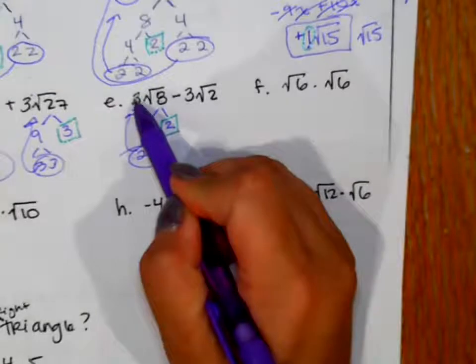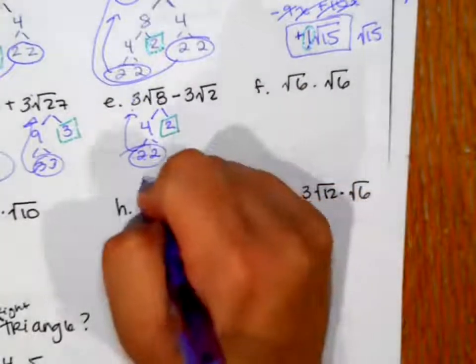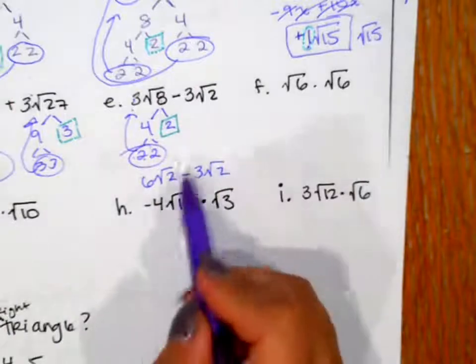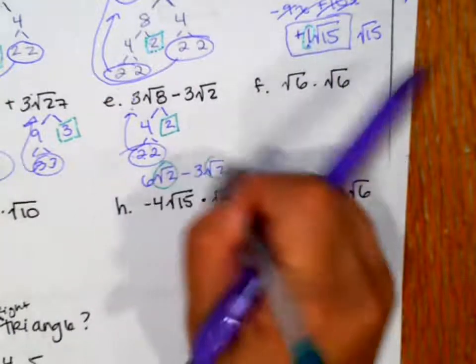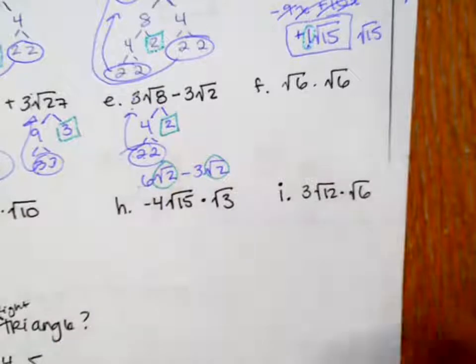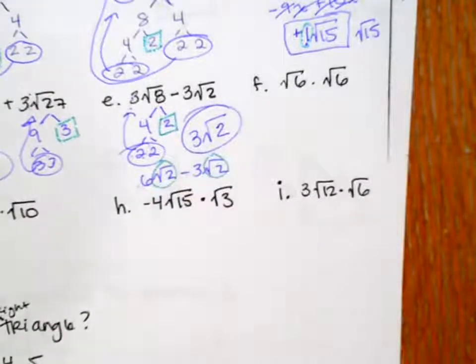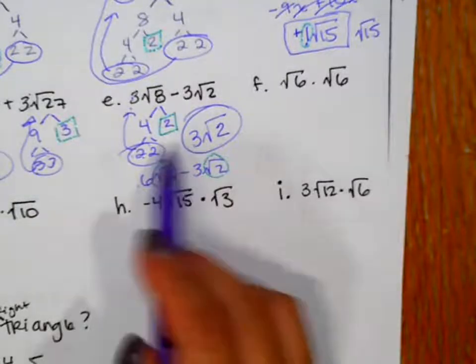All right, so 3 times 2 is 6. I have 6 rad 2 minus 3 rad 2. There you go with your common radical. 6 minus 3 is 3. So your answer is 3 rad 2. Okay, you're just looking for a common radical.